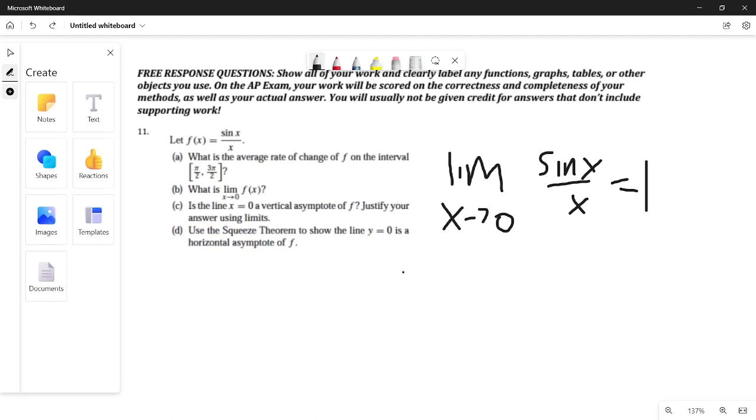Sine squared. That's why it equals 0 and not 1. Yeah, that's why it equals 0. Oh, okay. Moving forward, is the line x equals 0 a vertical asymptote of f?